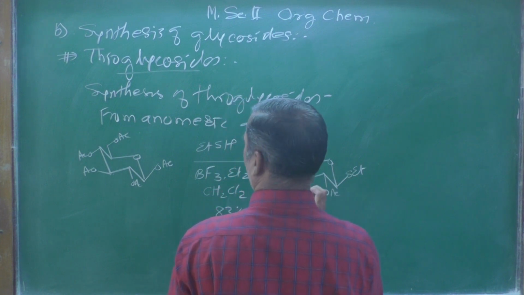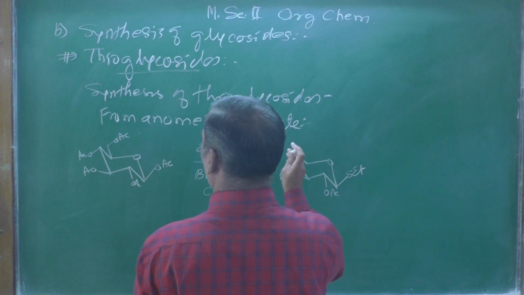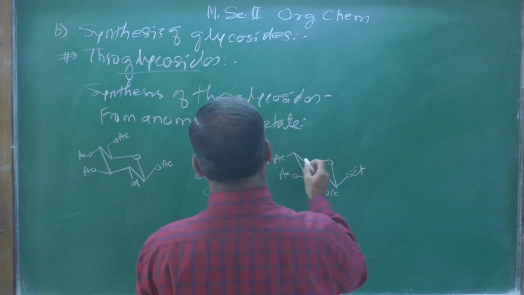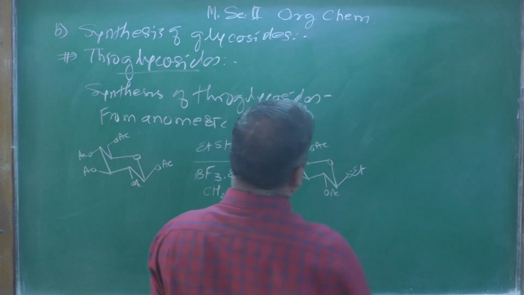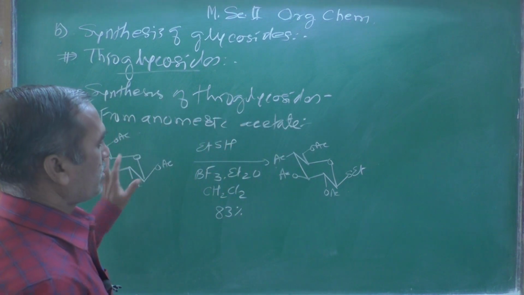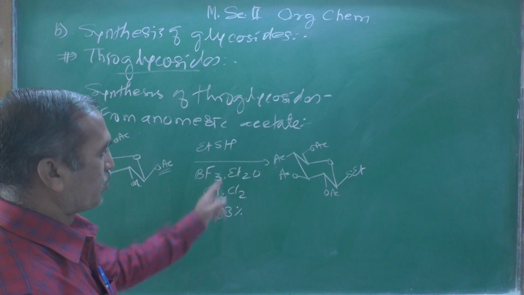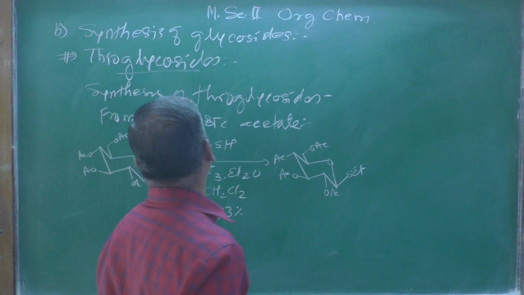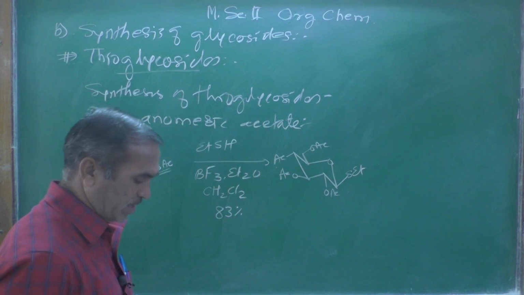This is the first thioglycoside, which was synthesized here in this manner by using this. Everything is the same, only that the OAc acetyl group gets replaced by this thiol, which is obtained from the anomeric acetate.